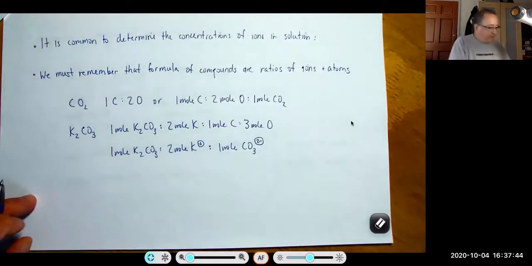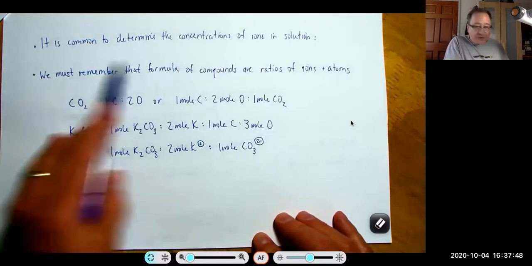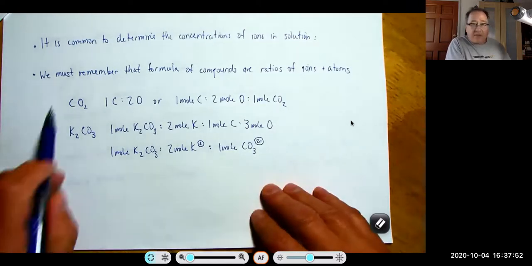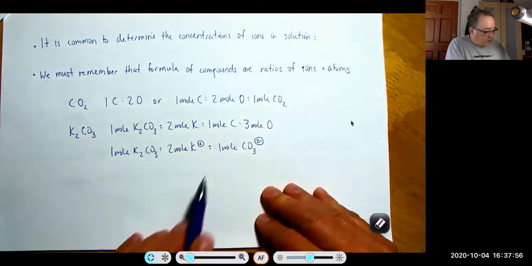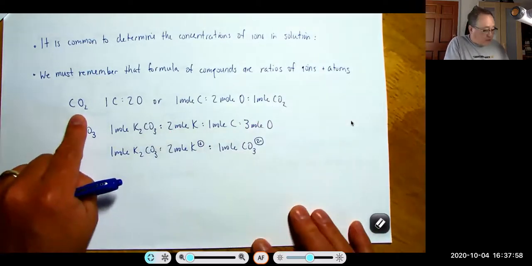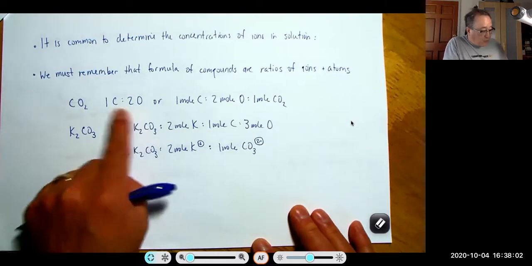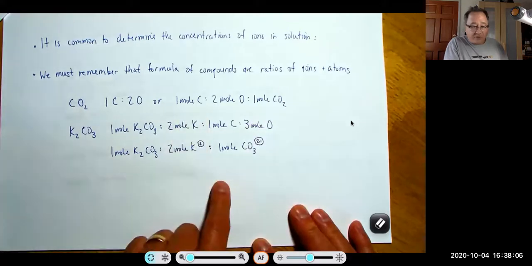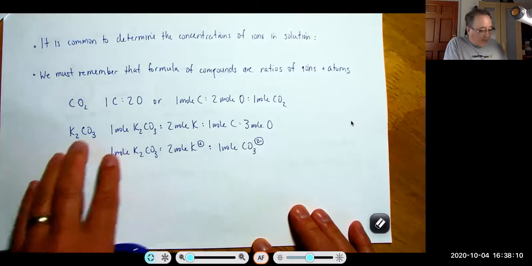So it is common also to determine concentration of ions in solution. We'll find that later on in the book also. So you must remember that the formula of compounds are ratios of ions and atoms. So in this case, when we have CO2, we're talking about 1 carbon to 2 oxygens, or we could say you have 1 mole of carbon to 2 mole of oxygen to 1 mole of CO2. It's just a formula. This is an ionic compound. We could look at the atoms or the ions.